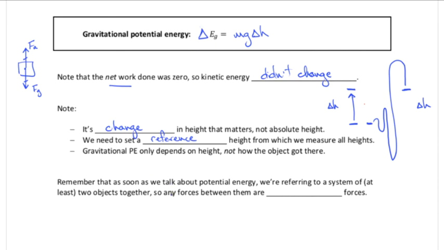Finally, just remember from how we started that as soon as we talk about potential energy, we're referring to a system of multiple objects together. So any forces that are occurring between those objects, for example, in this case, the gravitational force between the box and the Earth, are going to be internal forces. And that's going to become important later on when we're thinking of conservation of energy. So that's an introduction to potential energy and specifically gravitational potential energy.